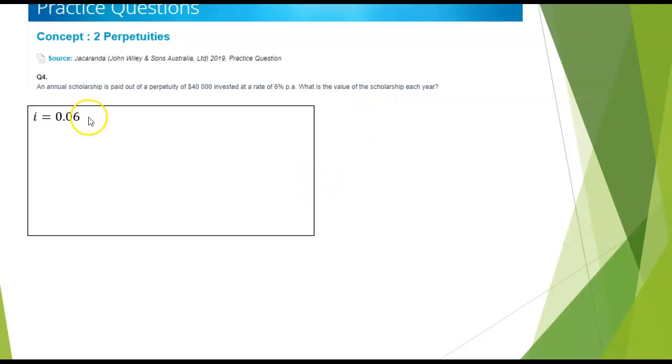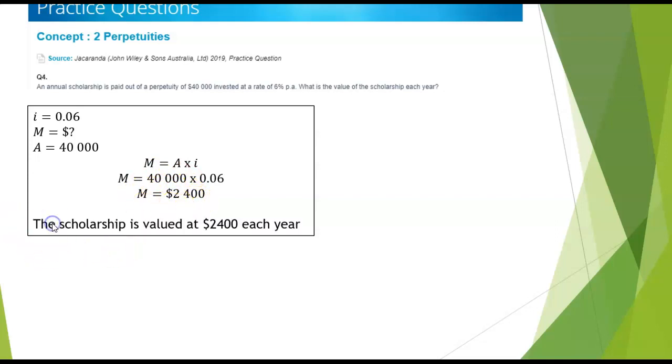So 6% expressed as a decimal. We're trying to find M. $40,000 is our starting amount. Put our formula, substitute in, and our answer is 2,400. Now, because this question is not a multiple choice but an extended response, when you mark this, you'll have to make sure that you've put your working and get all the marks that are allocated to that question.